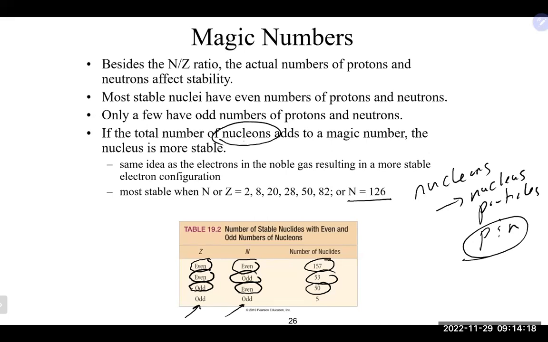So those are some stable arrangements. I would say in a lot of cases, most of the time, people will look at either the N to Z ratio, this arrangement for stability, and as we'll talk about a little bit later on in this chapter, binding energy is another one that people use to help determine stability, the binding energy that we see.